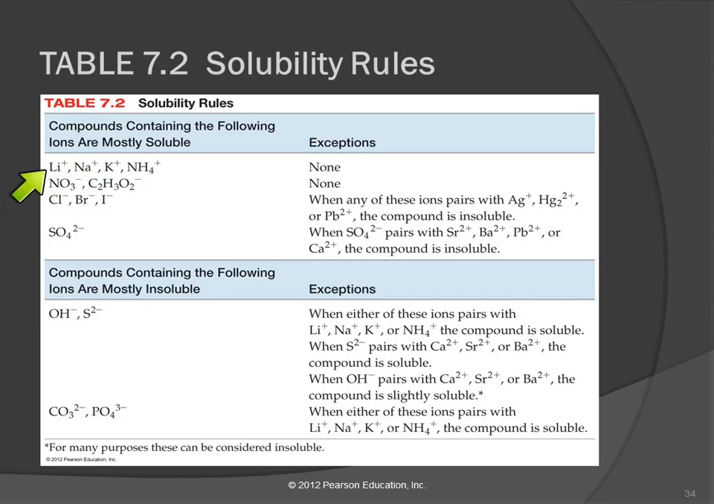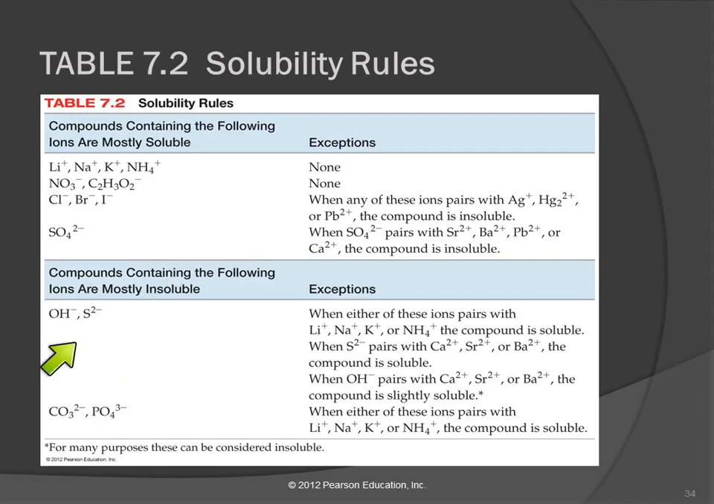So the top part of this table, these are compounds. If they contain these ions, they're mostly soluble. So you look at your compound. If it's got lithium, sodium, potassium, or ammonium ion in it, it's soluble, no exceptions. If it's got nitrate or acetate ion, no exceptions, it's soluble. If it's got chloride, bromide, or iodide ion, it's soluble except if one of those ions is paired with silver, mercury, or lead. Those are insoluble. Sulfate compounds are soluble except for those guys.